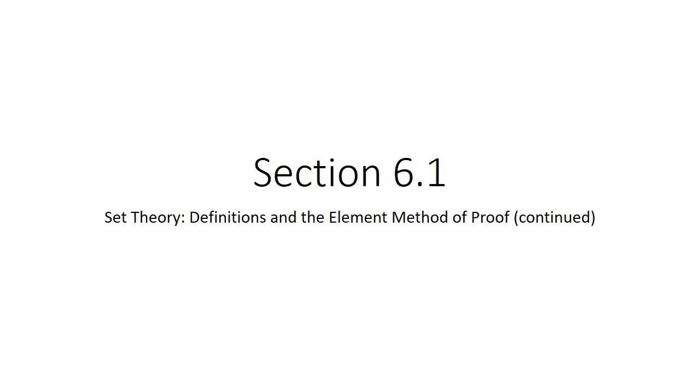Okay, so we're going to do section 6.1, which is set theory, definitions, and the element method of a proof. Now, we did the first part of this section on the day before spring break. Most of you were not there, so you're definitely going to have to go back and read about all of that in the textbook. It's a really, really crucial and important section. All of the things in this section are totally basic and fundamental to every area of math and computer science. So it is not a section that you want to be weak on.